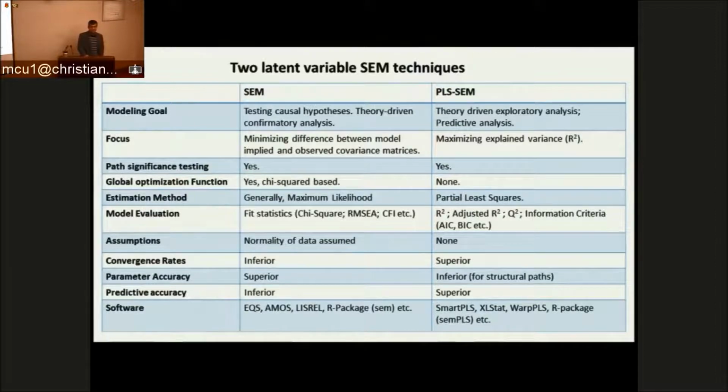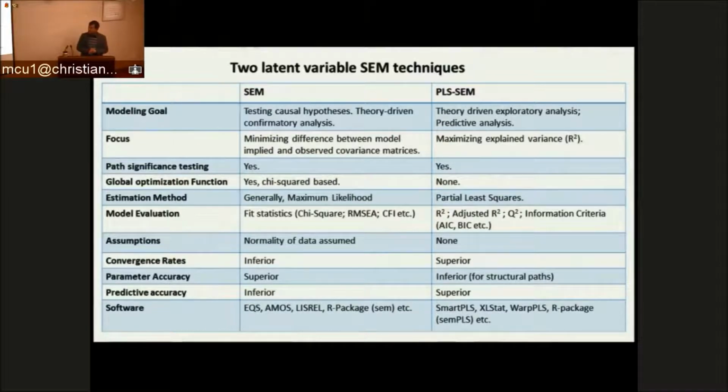Generally, there are other estimation methods out there. PLS uses partial least squares, and the big problem with maximum likelihood is that it requires normality of the data. So that is a major assumption in ML-SEM. In PLS, there is no assumption about the normality of the data. So in that sense, it's very flexible. And I have done some simulations, and researchers in other fields have also done simulations where they've tried to vary data distributions, and it seems that PLS is generally robust against different kinds of violations of the data.